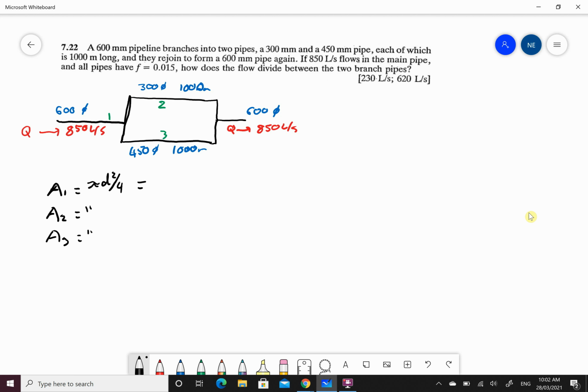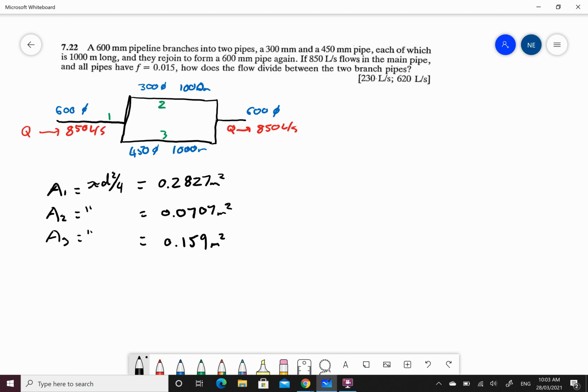Alright, A1 is 600 mm diameter, 0.2827 meters squared. Putting in now a D of 0.3, I get 0.0707 meters squared, and then for a D of 0.45, 0.159 meters squared.